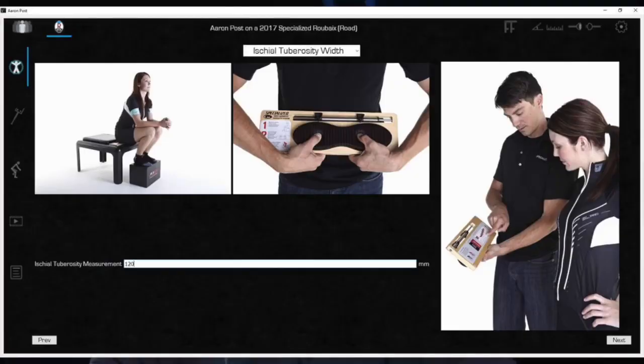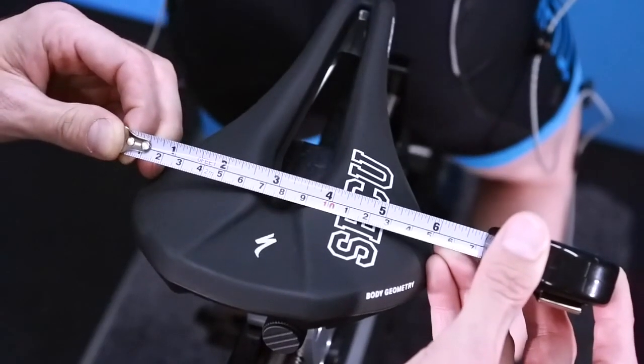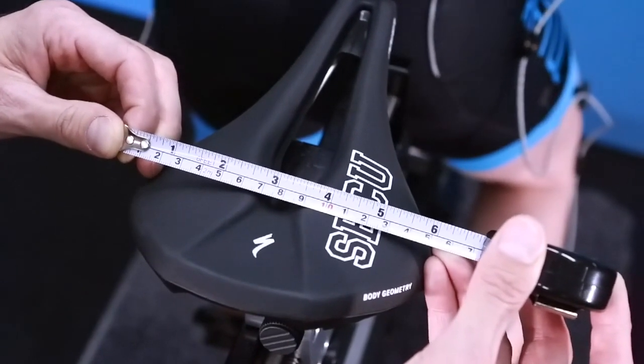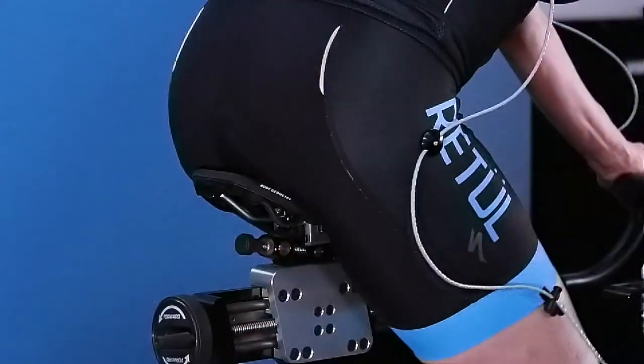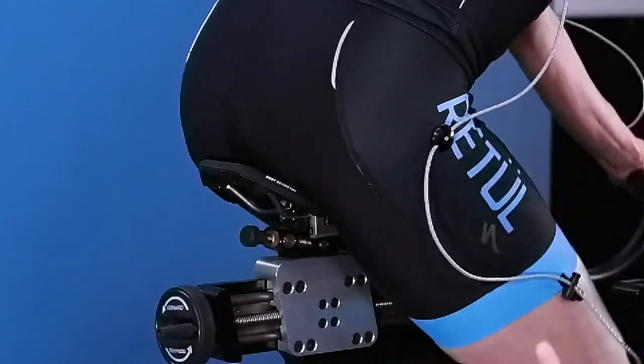Review the assessment to remember their ischial tuberosity width. Measure the saddle width to see if it's properly sized for their sit bone measurement. Suggest the proper width saddle if the rider is not fully supported on their current saddle.